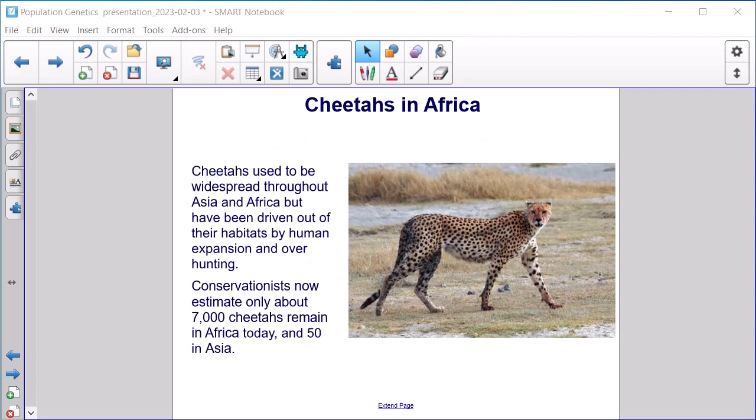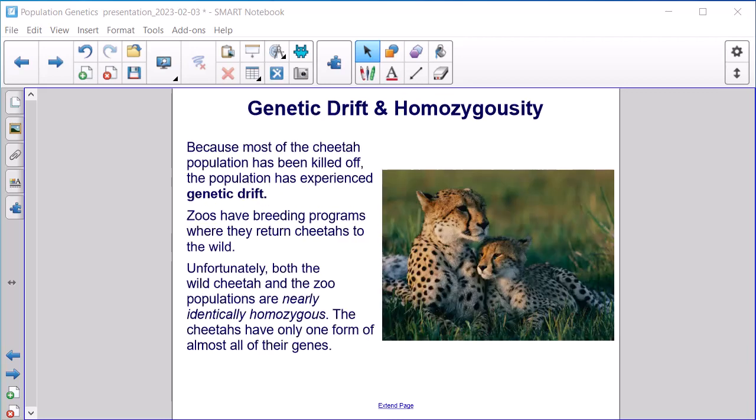Cheetahs in Africa. Cheetahs used to be widespread throughout Asia and Africa, but have been driven out of their habitats by human expansion and overhunting. Conservationists now estimate only about 7,000 cheetahs remain in Africa today and 50 in Asia. Because most of the cheetah population has been killed off, the population has experienced genetic drift. Zoos have breeding programs where they return cheetahs to the wild.